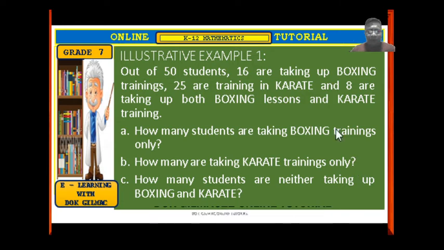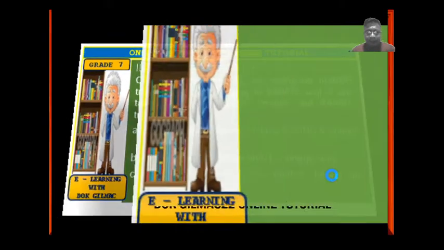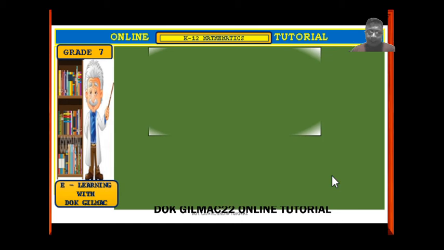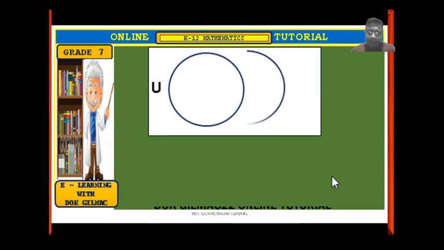The first thing we have to bear in mind in drawing a Venn diagram is the intersection of the two sets, boxing and karate. So there are 8 students taking both boxing and karate, 16 taking boxing training, and 25 taking karate. So let's draw a Venn diagram: a rectangle, then 2 circles, set B for boxing and set A for karate training. Okay, so here's how to draw.